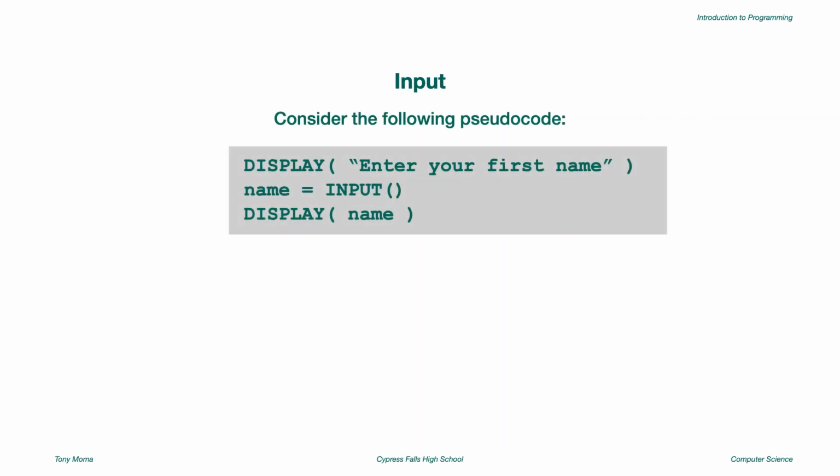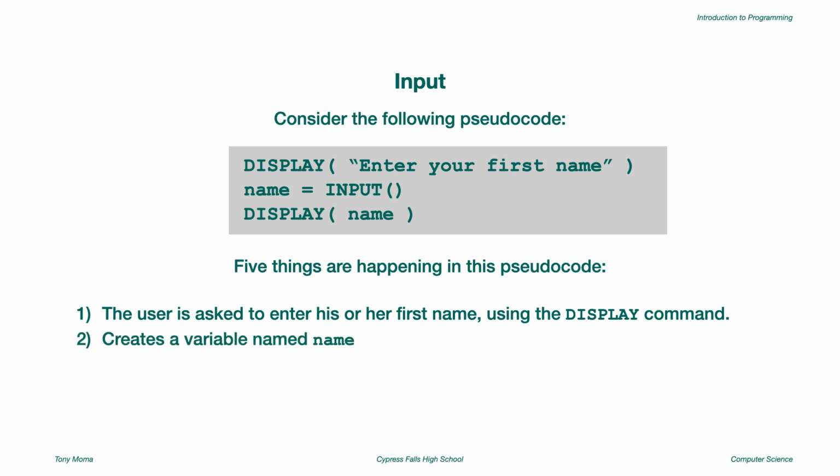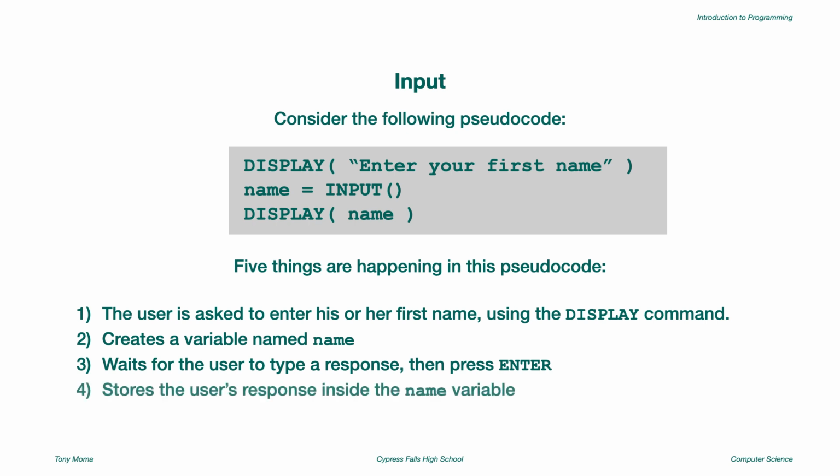Now consider this last pseudocode example. Five things are happening here. First, the user is asked to enter his or her first name using the display command. We then create a variable named name. We then wait for the user to type a response, then press enter. We then store the user's response inside the name variable. Then that variable name gets displayed to the screen.